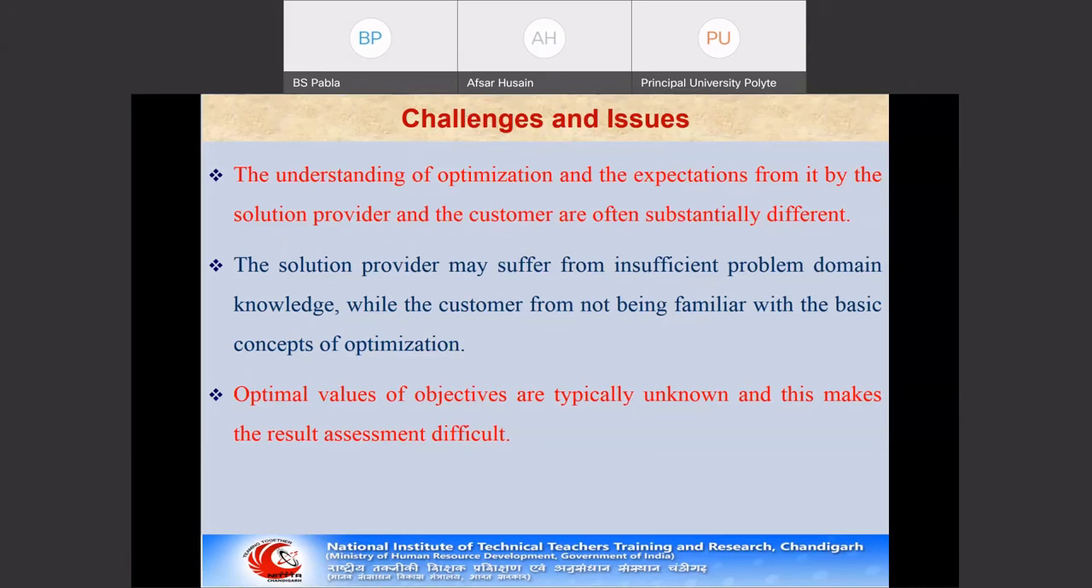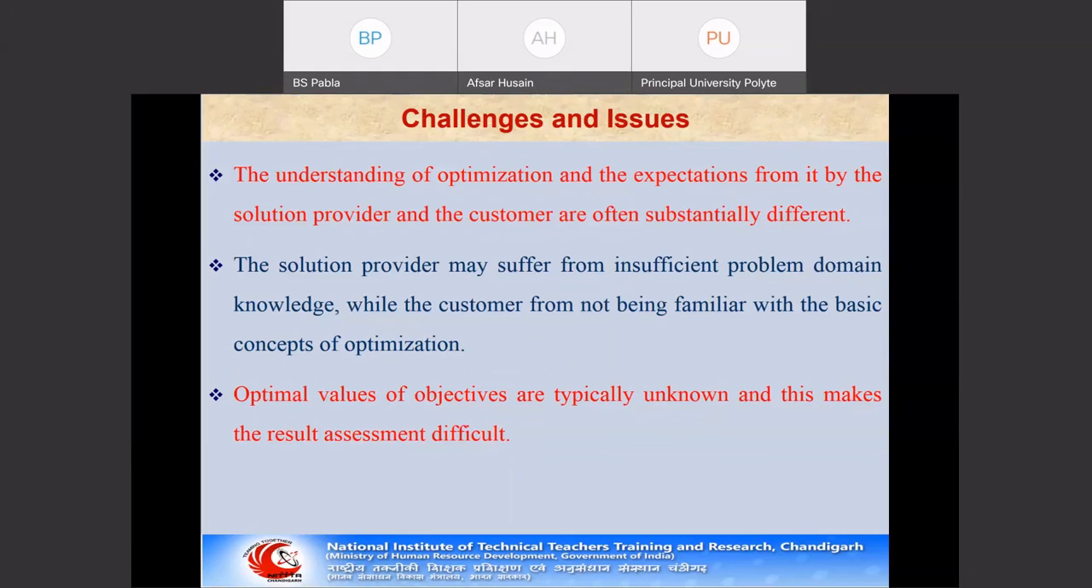As I said, the solution provider may suffer from insufficient problem domain knowledge, while the customer may not be familiar with the basic concept of optimization. The customer will not know what you want. He can only give his requirements. Then you have to extract information from him as a solution provider. If you do not understand it, you probably have to devote some time to understanding the problem: what is the process, what is the domain actually. Only then can you give a proper solution.